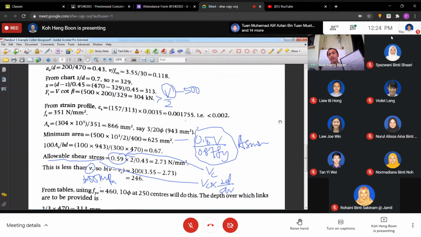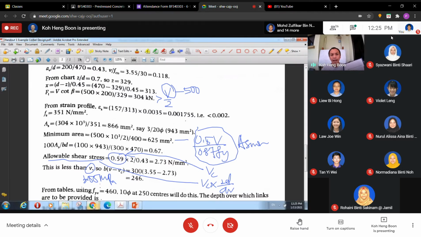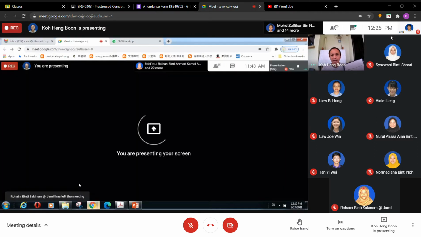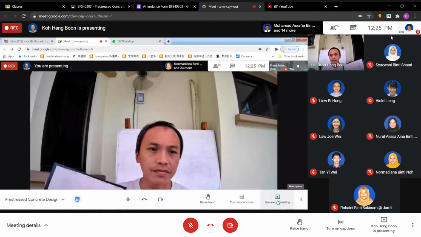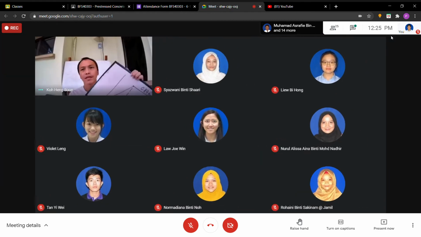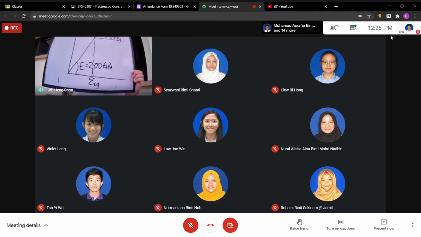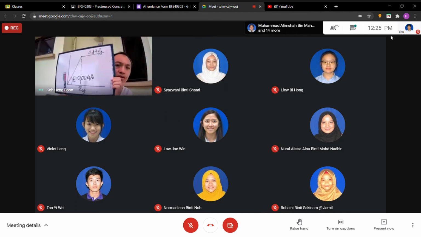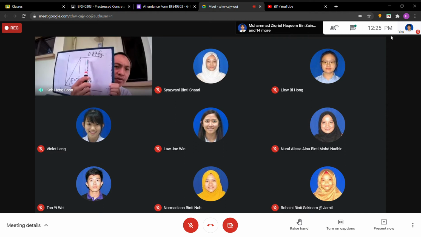Something like this, 0.002. This one, you go back and try to calculate. This is a stress-strain curve of the steel reinforcement. We know that we simplify it something like this. It's only this is the maximum. Okay, but you have to make sure that you achieve the ultimate strain.